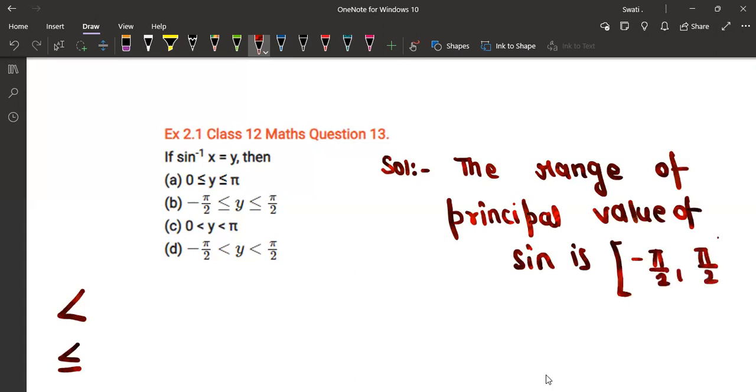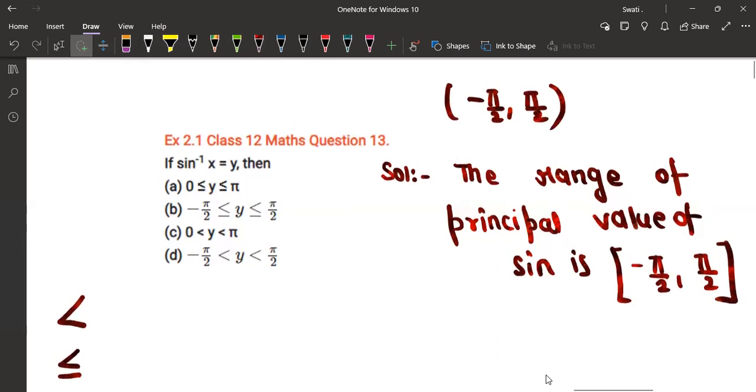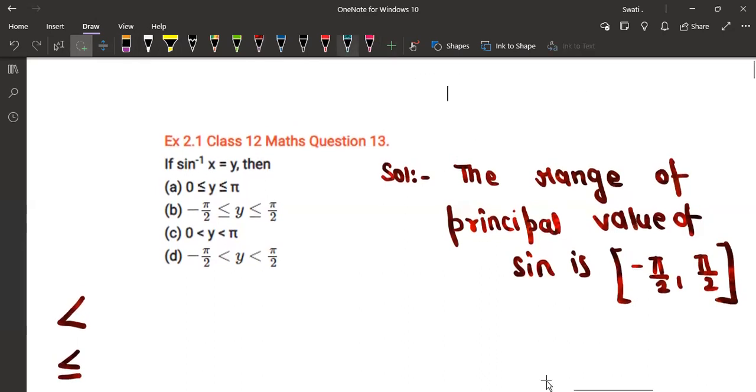That is why this big bracket is a symbol that both the ends are included, right? If I just write down this way, that means it simply says that from minus pi by 2 to pi by 2, but they're not included, right? The end values are not included. That is the meaning. So of course, we know that this is the range. So because we know this, I can just write down this as, because sine inverse x is equal to y given.